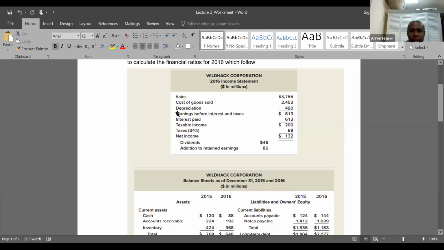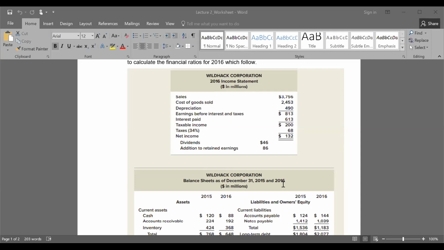And we're given it here. Earnings before interest and tax, 813, and the interest paid is 613. So the numerator of earnings before interest and tax is $813 and the denominator of interest paid is 613. So you'll say that the profits you earn are able to cover interest 1.33 times.